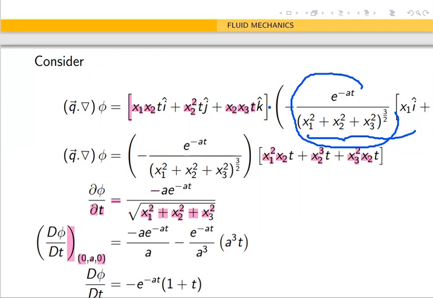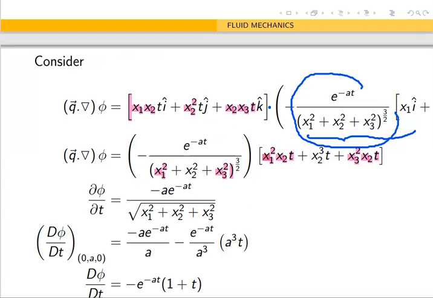0, a, 0. That means x1 is 0, x2 is a, and x3 is 0. So substituting that, what are we going to get? x1 is 0, that means this part is gone. Then we have x2 is a, x3 is 0, so this part is also gone. That is also 0, right? And in the denominator, this part is 0 and this is 0. Okay, so what is remaining? We have to substitute and write.